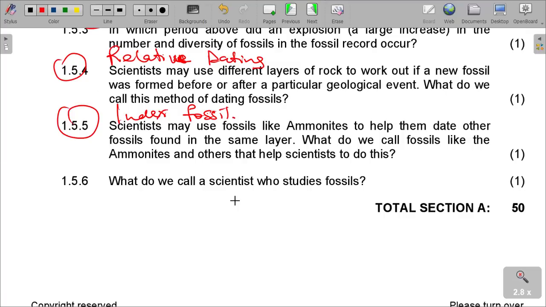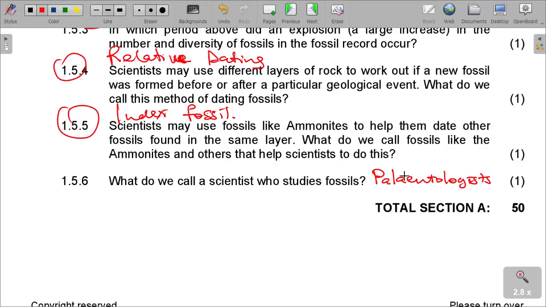And then what do we call a scientist who studies fossils? I'm sure that we know that it's called a paleontologist. Number 6, it's called a what? This is called a paleontologist. These are scientists who study fossils. The study of fossils is called paleontology.